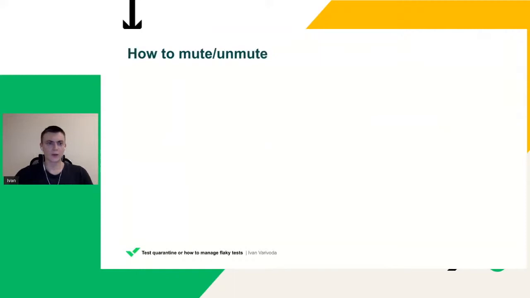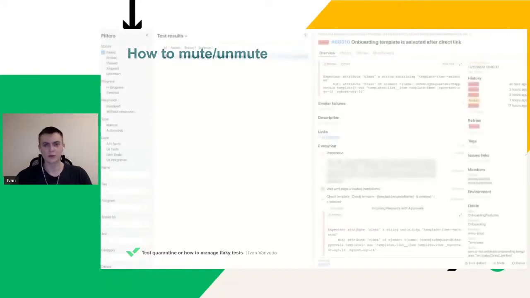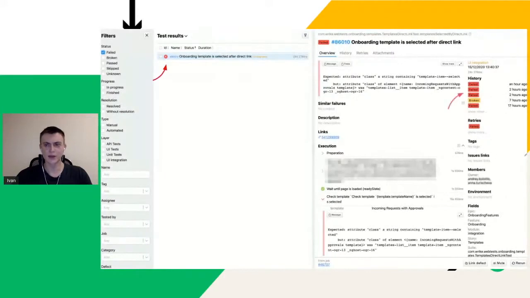And we are going further. Right now, I want to show you how we can mute and unmute our test. I mean, how we can add our test into quarantine and how we can remove the test from quarantine. So here we can see a broken test. And as you can see, this test has really bad history, and we have to isolate it.